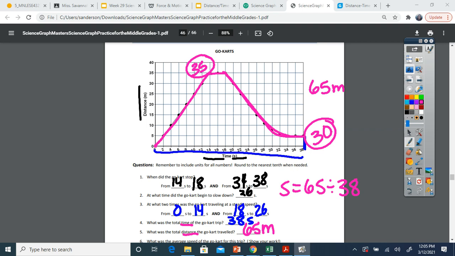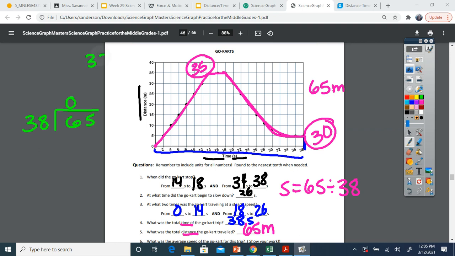This is actually going to give us a decimal because it will not go in fully. So I just want you guys to try your best and remember long division. 38 is going to go outside my box as my divisor, and 65 is going to go within my box. So 38 goes into 6 0 times. Move over. 38 goes into 65 how many times?